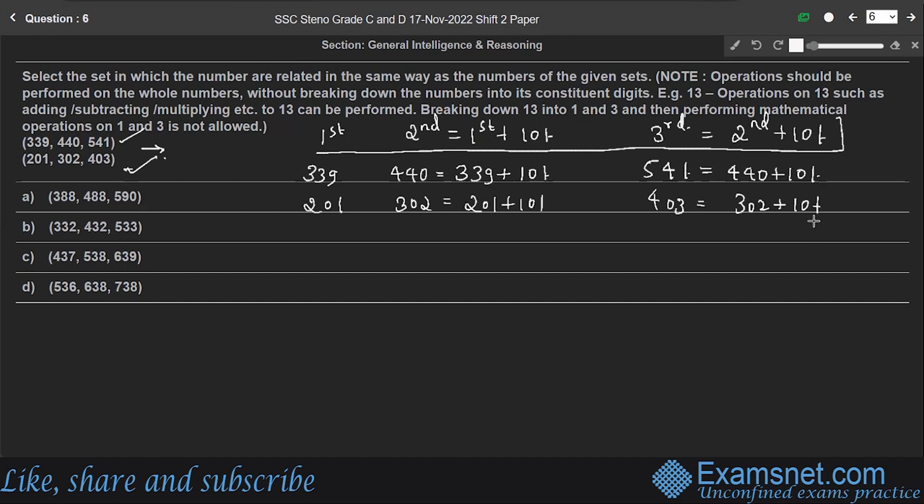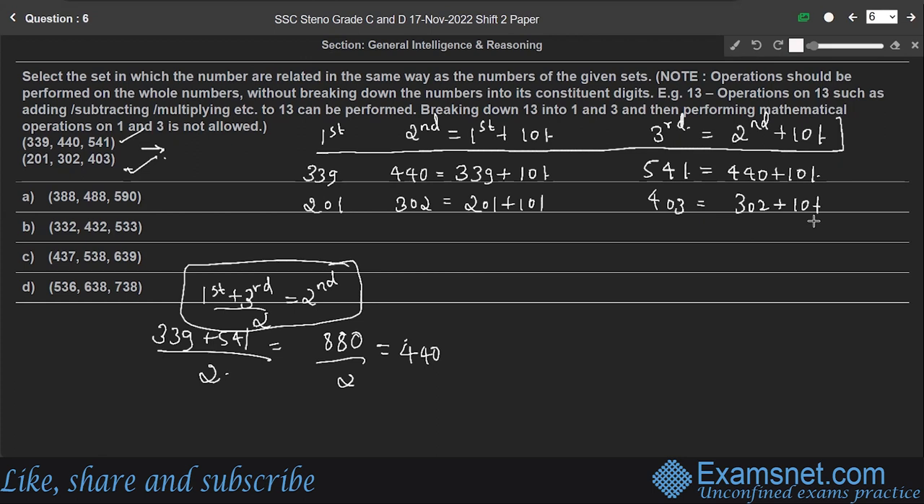Therefore, we need to find which of the given options follows the same logic. Another simple logic: if you consider the first and third number, 339 plus 541, and divide the sum by 2, you get 880 by 2, which is 440. Therefore, first number plus third number divided by 2 gives you the second number. Either you can follow this logic or the first one, just adding 101.